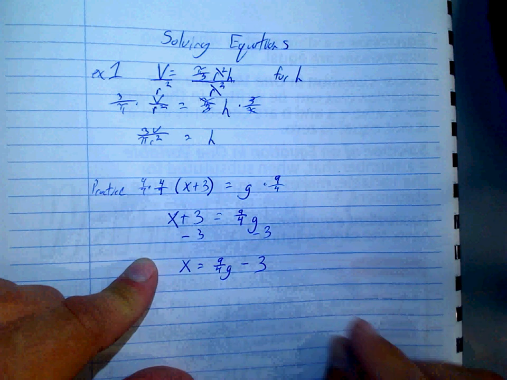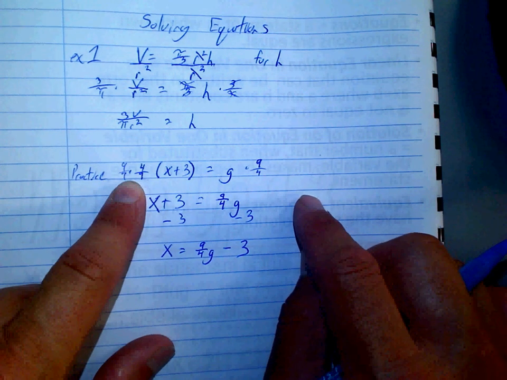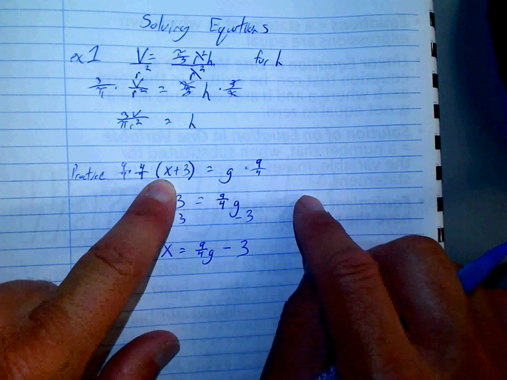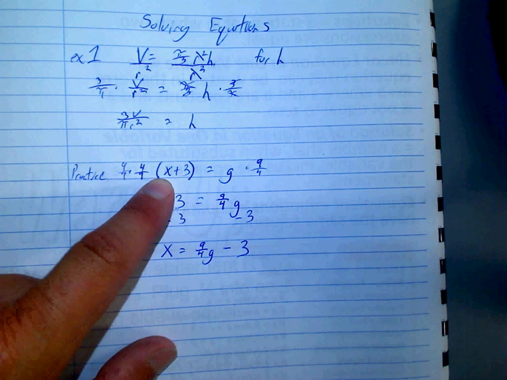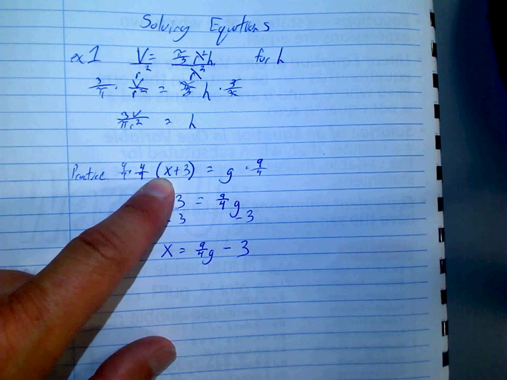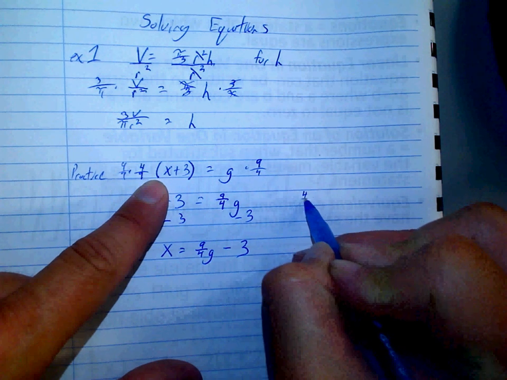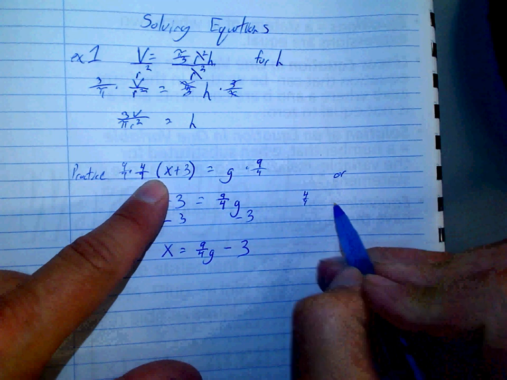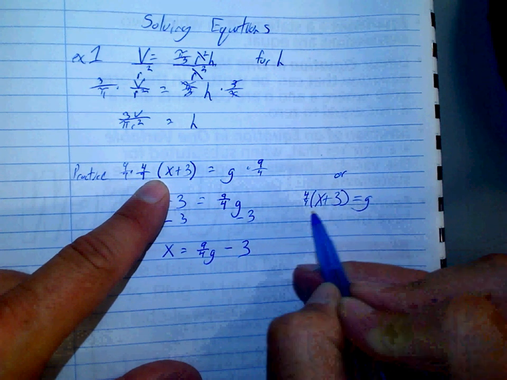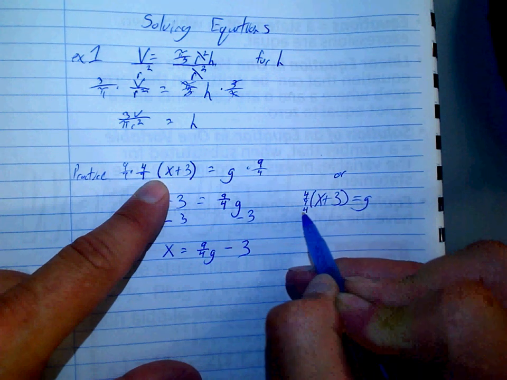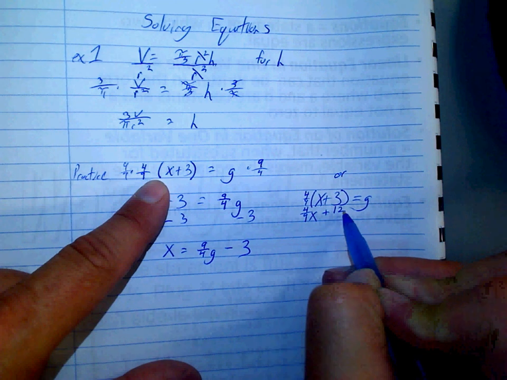Now, of course, there's other ways. Somebody might want to distribute, even though when you distribute, you're going to incur a few more steps. I'll try it. Y'all help me out. This is the other approach: 4/9 x plus 3 equals g. If I just got rid of the parentheses, I would have 4/9 x plus 12/9 equals g. Y'all agree?